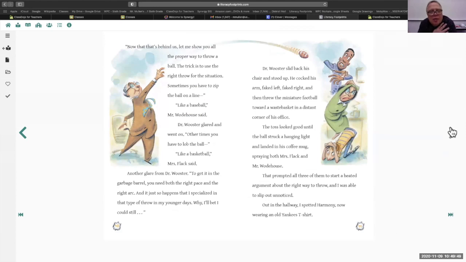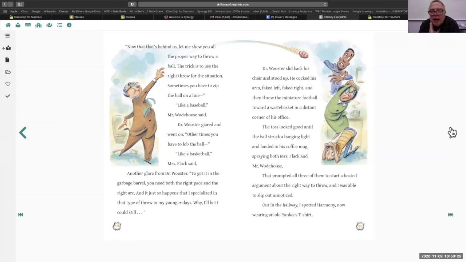Now that's behind us. Let me show you all the proper way to throw a ball. The trick is to use the right throw for the situation. Sometimes you have to zip the ball on a line, like a baseball, Mr. Wodehouse said. Dr. Wooster glared and went on. Other times you have to lob the ball, like a basketball, Mrs. Flack said. Another glare from Dr. Wooster. To get it in the garbage barrel, you need both the right pace and the right arc. And it just so happens that I specialized in that type of throw in my younger days. Wow, I bet I could still.